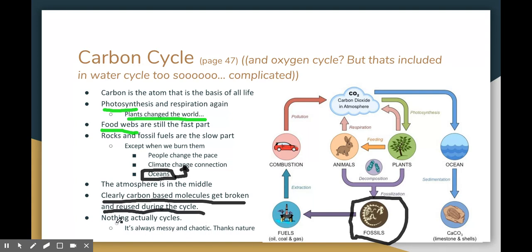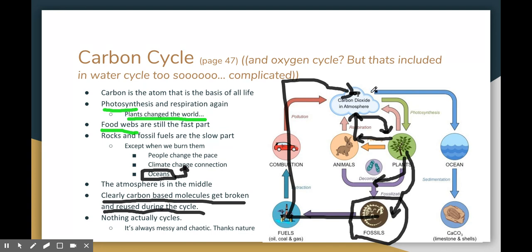I also want to point out that nothing actually cycles. I kind of mentioned that again in the water cycle. Nature's messy, nature's chaotic. It's not going to be this pretty thing. We can see a number of cycles, right? Here's a little cycle. Plant goes to animal. Animal breathes. Air goes into plant. Plant goes into animal. That's a nice little cycle, but it might also decompose. Or sometimes the plants don't actually decompose and they become fossil fuels. And then those get burned and then they go into the air. And then maybe it goes into the ocean. And now it's a rock. And it's going to stay locked up like that for a really long time.